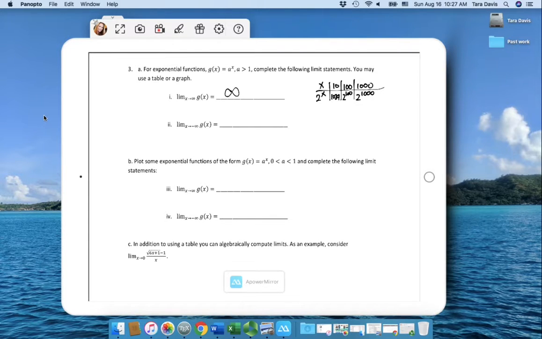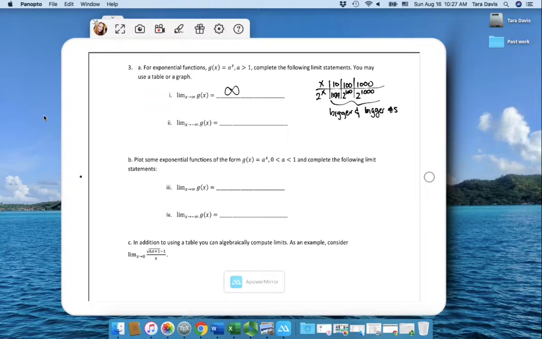So we can say that as x goes to infinity, y goes to infinity. These are bigger and bigger numbers. And it didn't really matter if I used 2 to the x, 5 to the x, or e to the x. Those are all going to produce large values.